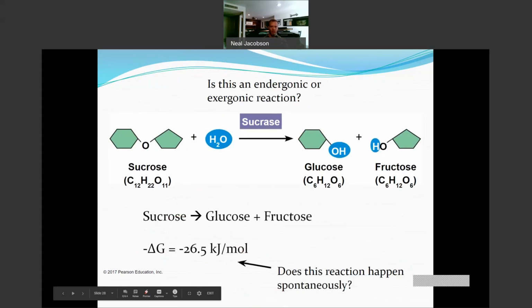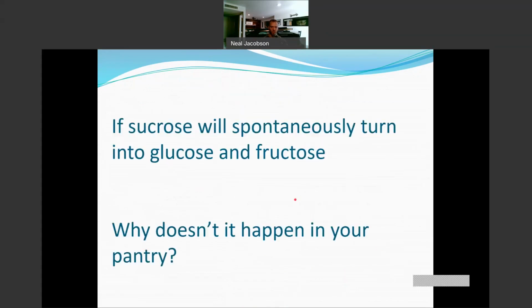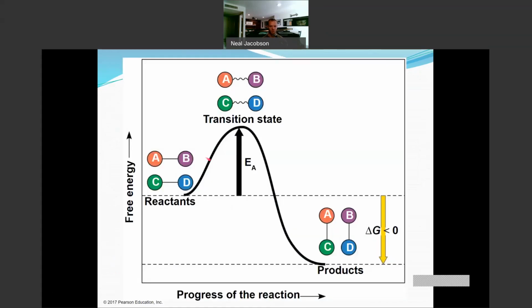Does it happen spontaneously? Would that happen on its own? Would sucrose spontaneously turn into glucose and fructose? The answer is yes, it will. So the question is, okay, wait a second. If sucrose, like table sugar, will spontaneously turn into glucose and fructose on your counter, why doesn't it happen in your pantry? The reason is that there's a transition state.